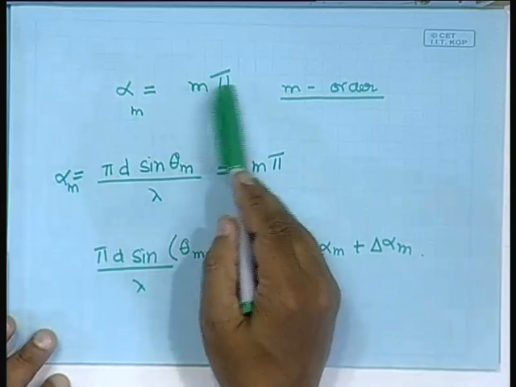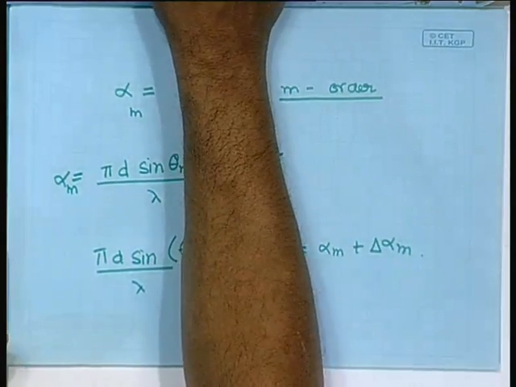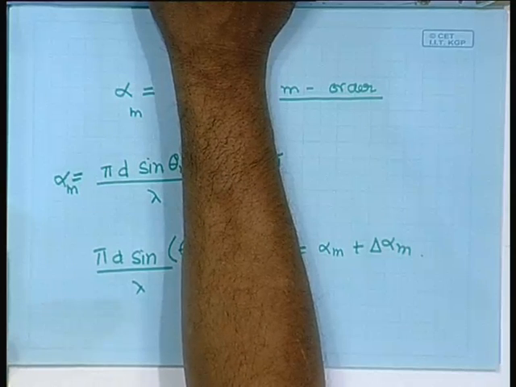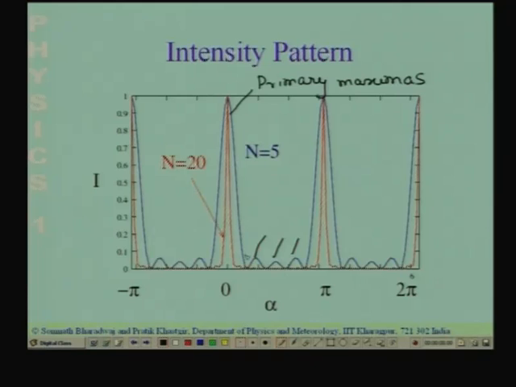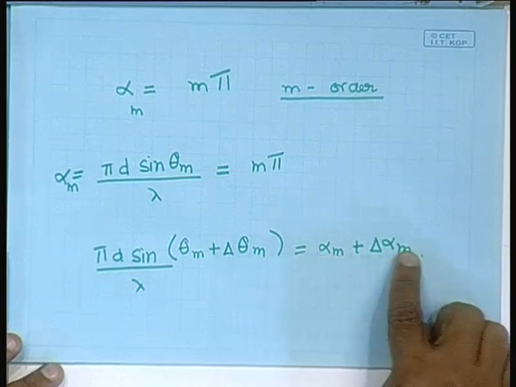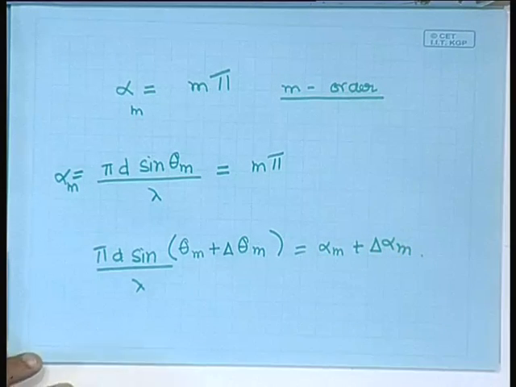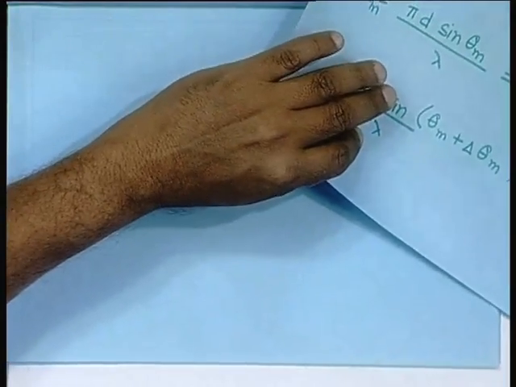A change in alpha away from m pi means that the intensity is going to fall, and we want to estimate the width of this maxima. So, the question we ask is how much should we change theta so that the intensity falls to 0. So, we start from a maxima, the question is how much should we change theta away from the maxima so that the intensity falls to 0, or how much should we change alpha so that the intensity falls to 0. Now, at the maxima alpha is equal to m pi. So, let us look at the numerator of the expression for the intensity.